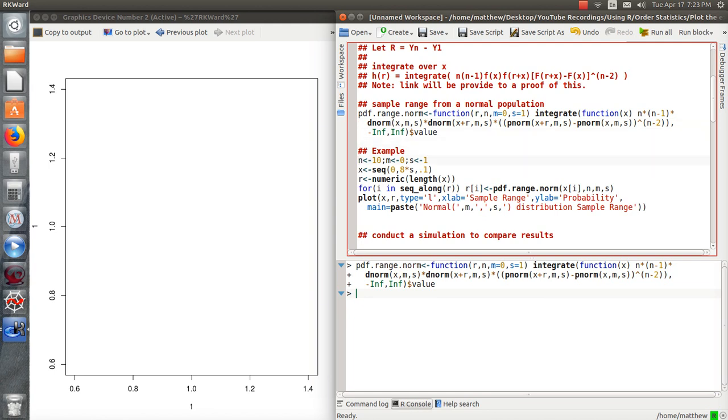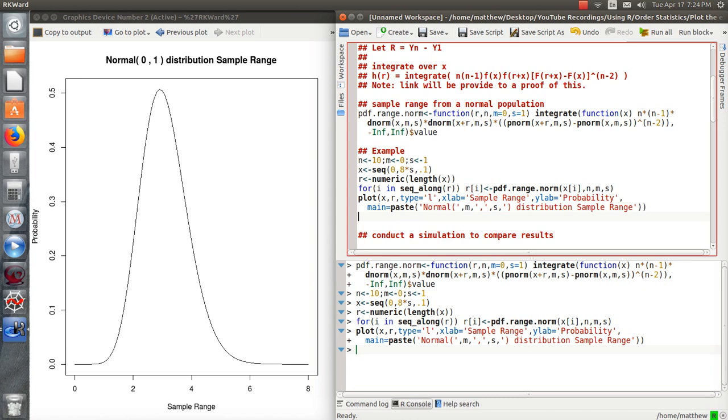So let's go through an example. Here we're going to have a sample size of 10, mean is 1, standard deviation of 1, and we'll generate a sequence of numbers x, and we're going to calculate the density for each x. The range has to be positive, so it goes from 0, and I go out 8 standard deviations, and then we store those values in R, which I'll show you. So then we calculate it. Now let's plot it, and there it is.